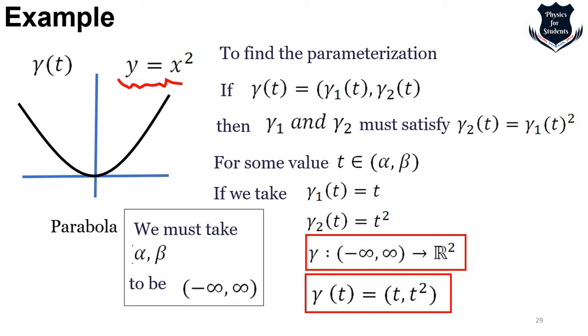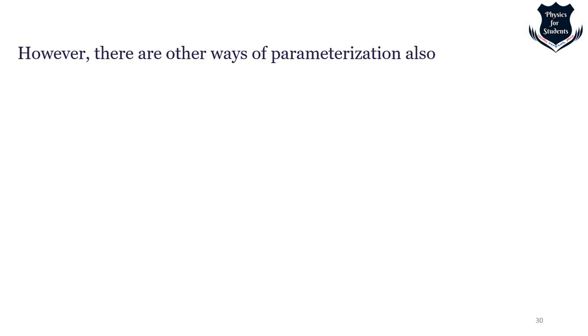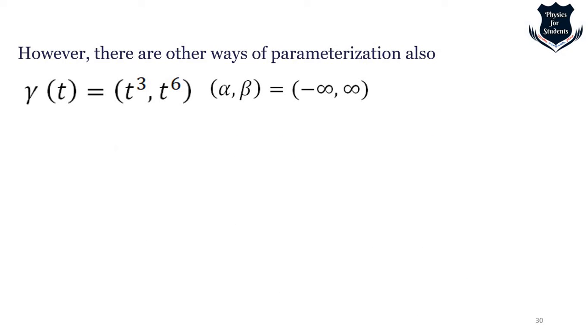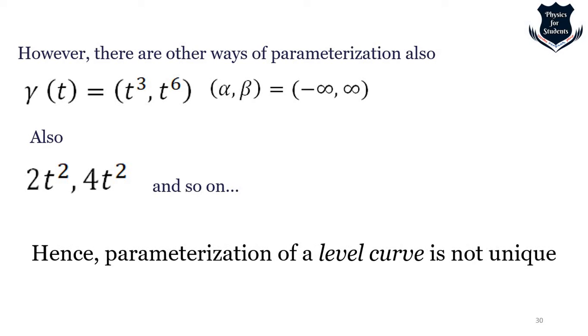But hold on. Remember, this is not the only way of parameterizing a parabola. There are other ways. For example, we can take this one, which goes up to t cubed, t to the 6, with (alpha, beta) ranging from minus infinity to plus infinity. Another way is this one, 2t, 4t squared, and there are numerous other ways. It goes on and on, infinitely many other ways. So the parameterization of a given level curve is not unique. This is the takeaway from this part.